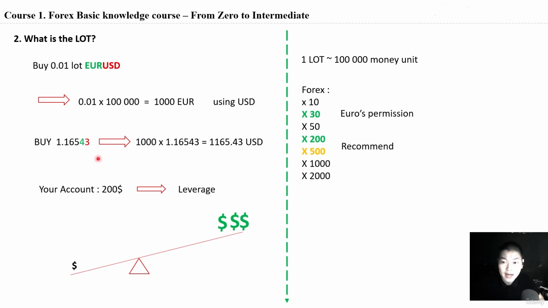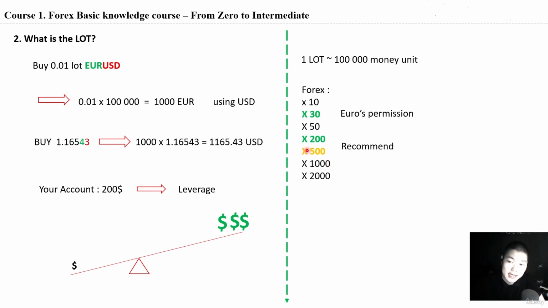But at this time, your account only has $200. How can you buy more than 1,000 euro? The very useful thing in the forex market is leverage. Leverage is like a lever. It means that you can scale up your money a lot. For example, some brokers have a lot of leverage levels like 10 times, 30 times, 50 times, 200 times, up to 2,000 times. It is very, very big for your money.